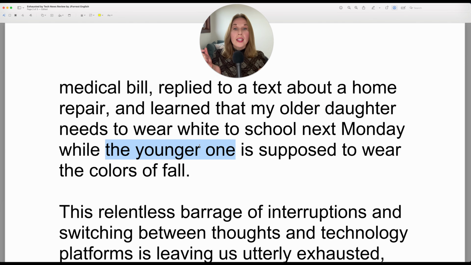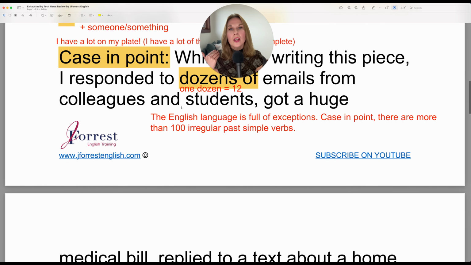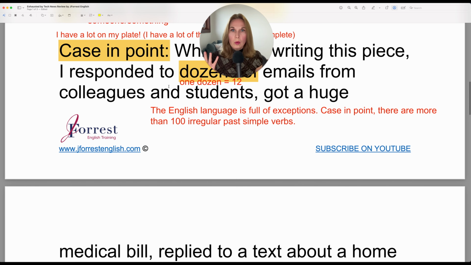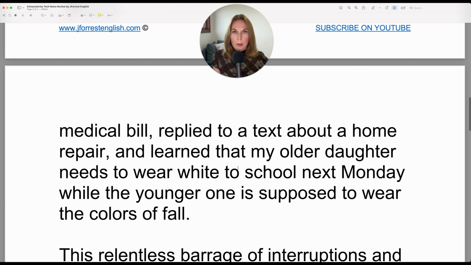while my younger daughter, but because she already said daughter, she's replacing it with one. And she could say my younger one. She doesn't need to say the younger one. She could say my younger one. So both of them are fine. My younger one is supposed to wear the colors of fall. So this person is purposely showing things in their professional world and their personal world to show the different range of things they have on their plate.